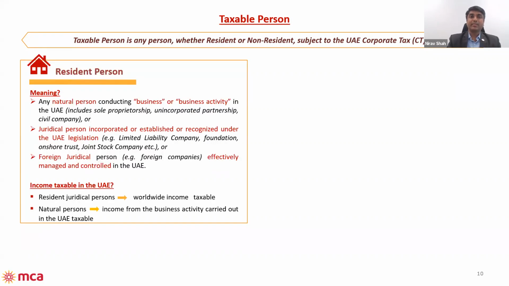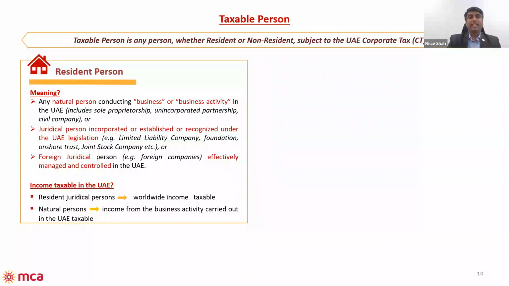For a resident person, any entity or juridical person, that means an entity incorporated, established or recognized under the UAE legislation, will be considered a resident. Another category is any entity incorporated outside the UAE but effectively managed and controlled from the UAE. Though incorporated outside the UAE, it will be treated as a resident for the purpose of UAE corporate tax law. And the third category is any natural person doing any business or business activity in the UAE. These three categories of person would be considered residents in the UAE.